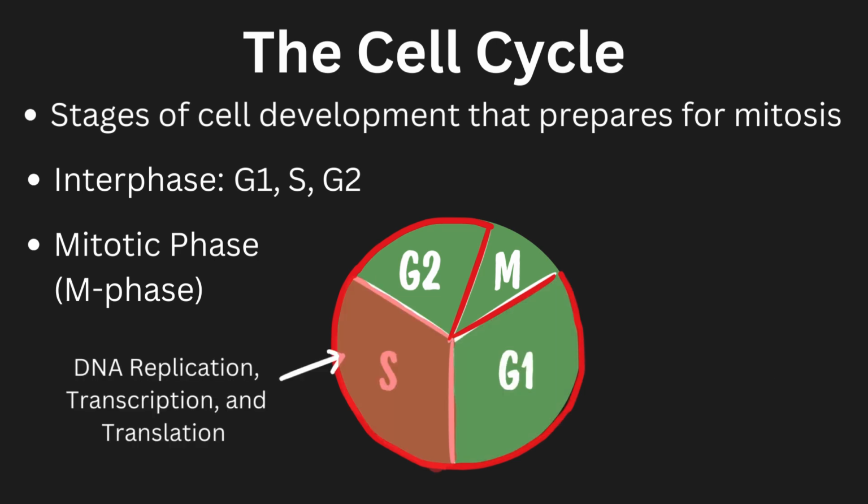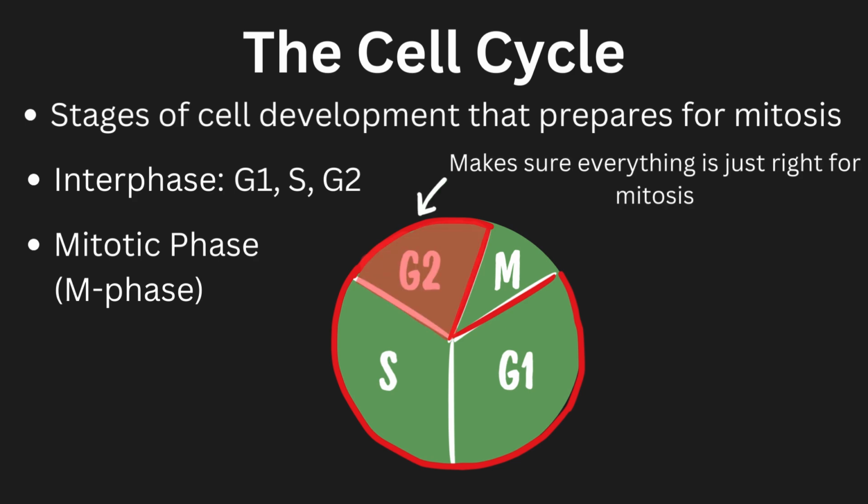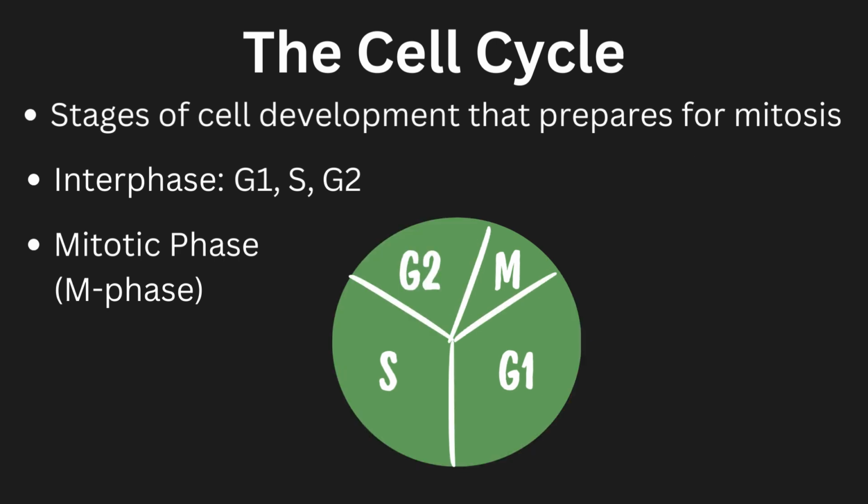Next, we have the S phase. This is where we see DNA replication, transcription, and translation. Our last stage of interphase is G2. This is our second growth phase and is notably shorter than G1 and S phases. G2 essentially puts the final touches in place for mitosis. After G2, we are out of interphase and into the mitotic phase, which we will be going into depth about.